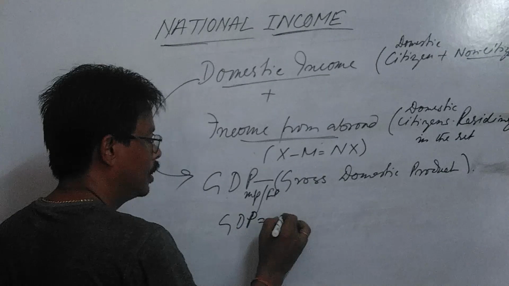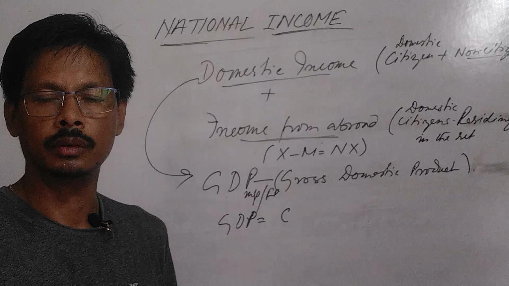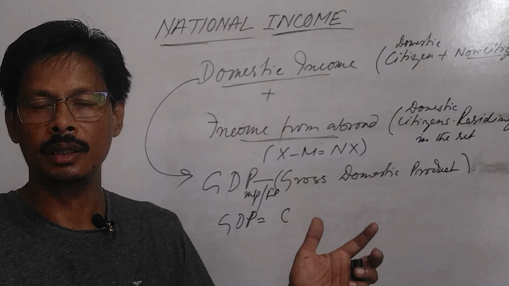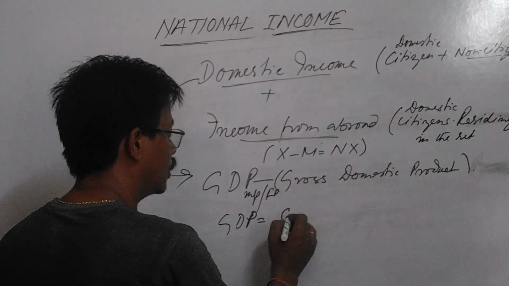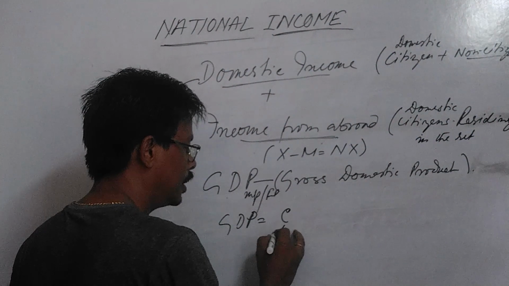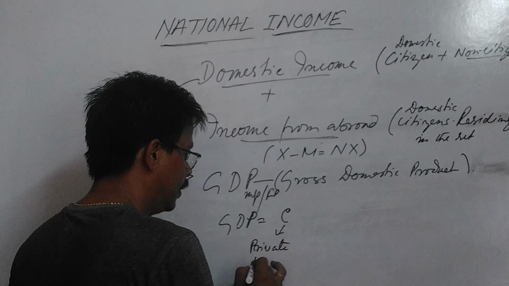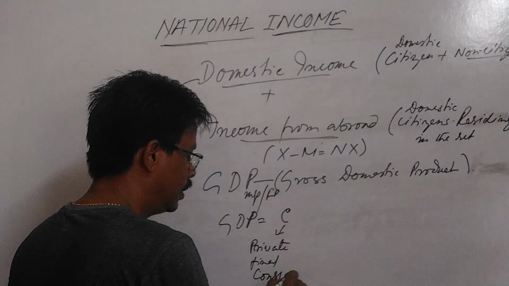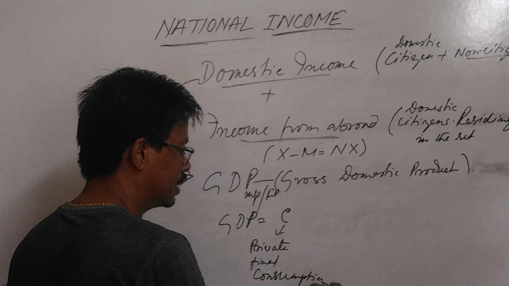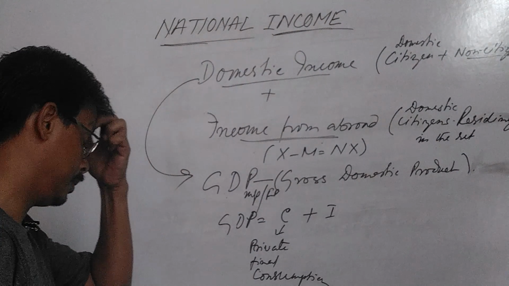equal to C, meaning private consumption expenditure. Whatever consumption is done by the citizens or non-citizens who are residing within the country is calculated in the consumption. It is termed private final consumption expenditure. Private means it is not government. All private individuals who have spent on final consumption of goods and services, plus investment expenditure.